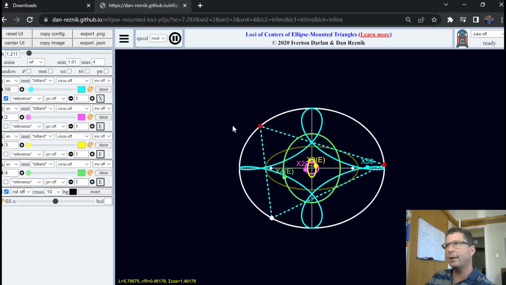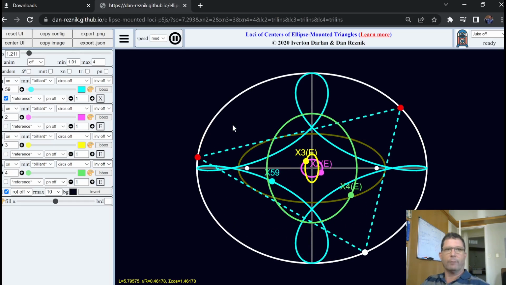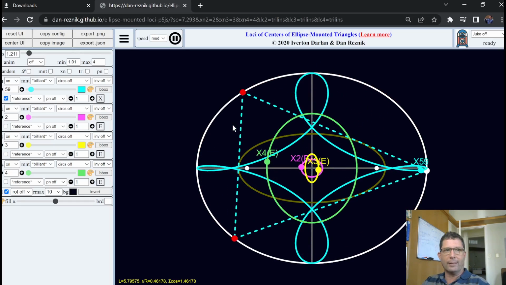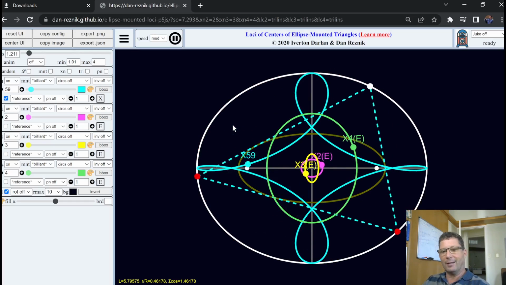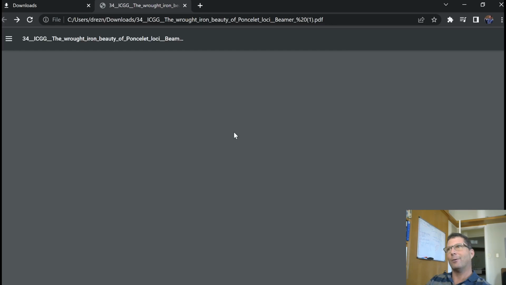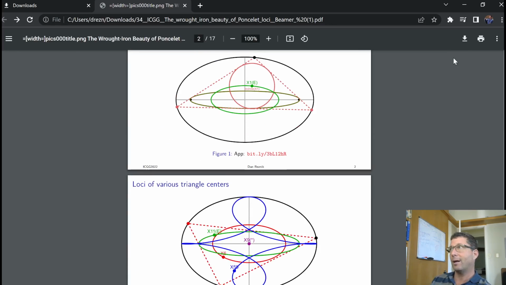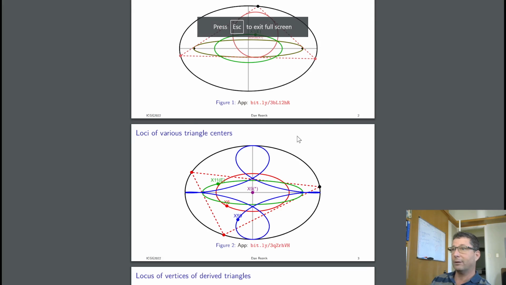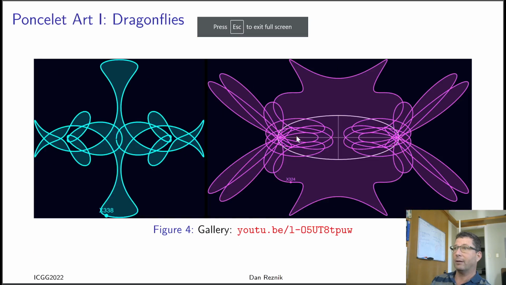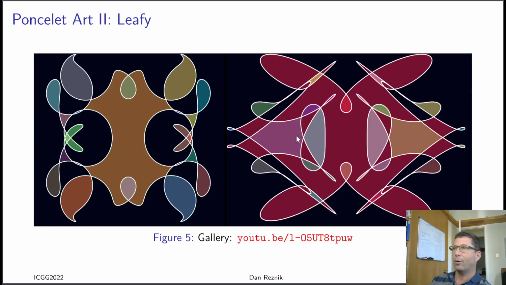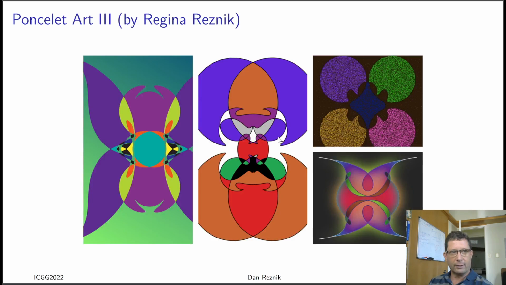So I was interested in exploring that, and we're going to see how these two worlds come together, the world of Poncelet loci and how you can actually achieve some surprisingly beautiful results, either manually, like that, or with the aid of a graphic designer.